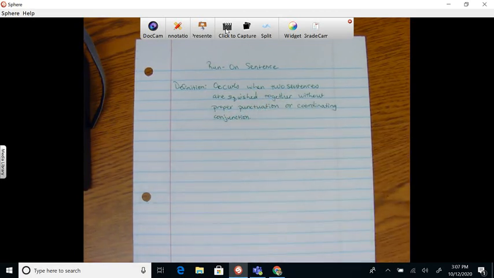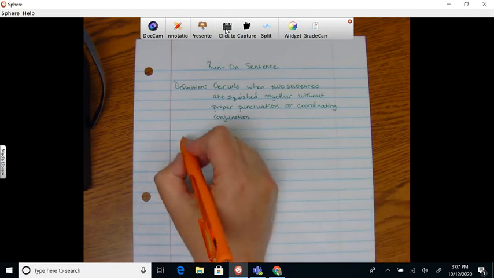Okay. So it occurs when two sentences are squished together without proper punctuation or coordinating conjunction. And you actually do know what coordinating conjunctions are. You just don't know the technical term for them. "And," "but," things like that. So let's talk about how to fix a run-on sentence, especially when you receive this feedback in your writing.